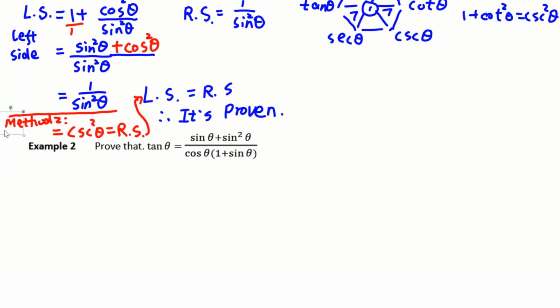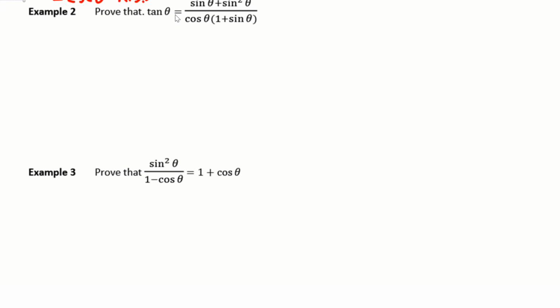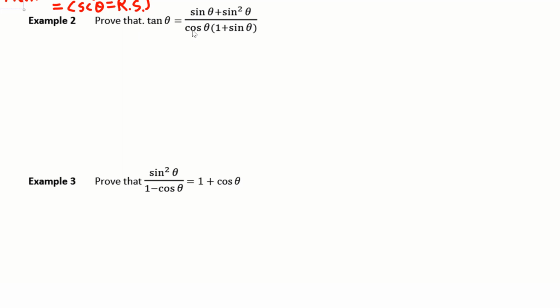And for the second example, we are going to prove that tangent theta equals sine theta plus sine squared theta over cosine theta times 1 plus sine theta. You could pause here and do the proof, and after that, check. If you're stuck, you can come back and check if you got it proved. So this one, we are going to start from the more complicated side, that is the right side.